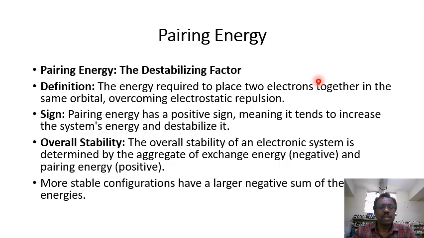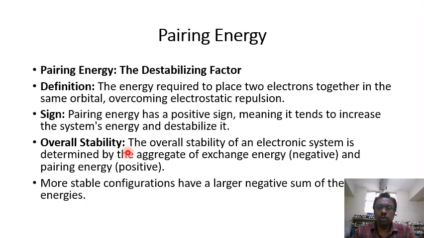Pairing energy is a destabilizing factor. Definition: the energy required to place two electrons together in the same orbital, overcoming the electronic repulsions, is called pairing energy. The pairing energy has a positive sign, meaning it tends to increase the system's energy and destabilize it. So therefore it has a positive energy.